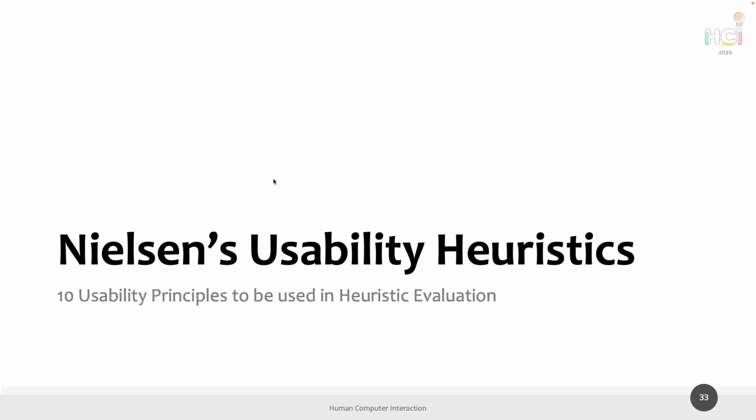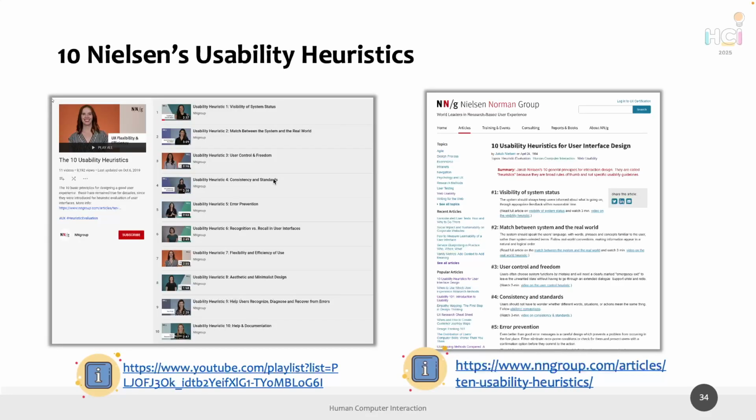So let's look at the heuristics that you will also use during the assignment 3. So the heuristics proposed by Nielsen. Again, your goal will be to find violations of these heuristics. If you want, there is a YouTube playlist with lots of videos explaining all the different heuristics. There are also more details on the Nielsen Norman Group website. I don't know if you have already seen this website, but again, there you can find a lot of information.